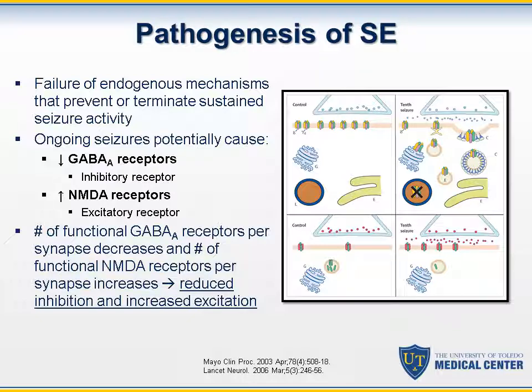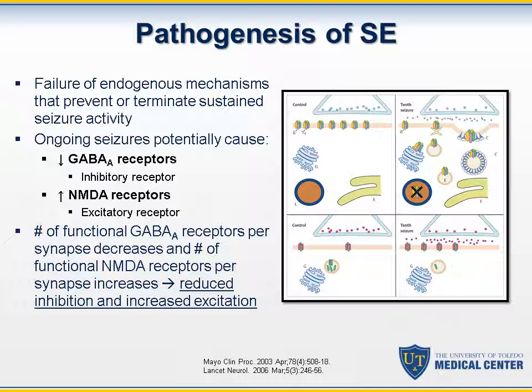SE is likely due to the failure of endogenous mechanisms that prevent or terminate sustained seizure activity. Ongoing seizures potentially cause a decrease in GABA A receptors, which are the main inhibitory receptor of the body, and an increase in NMDA receptors, which are the main excitatory receptor in the body. So the number of GABA receptors are reduced at the synaptic membrane by transport into endosomes and then are degraded by lysosomes or recycled by the Golgi apparatus, leaving the neurotransmitter unable to reach the GABA receptor, which is shown in the top right-hand corner of the diagram.